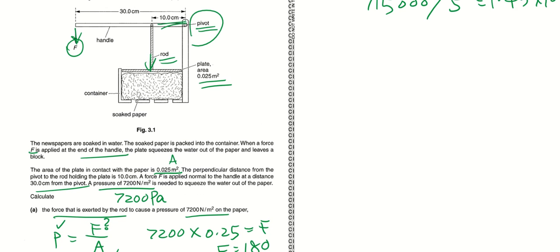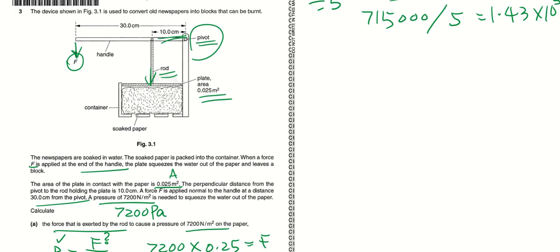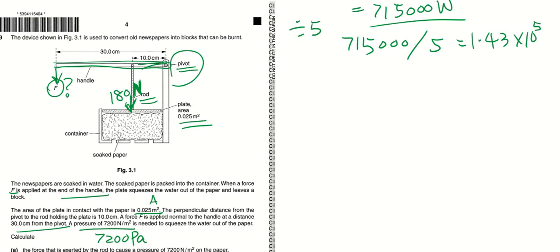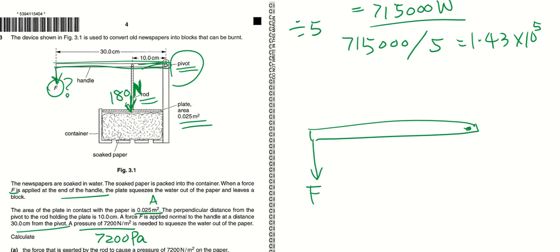Okay, so now there are actually two forces. This force F is unknown. There's this force of 180 newtons. Okay, so this may sound a little bit complicated because this is the 180 newton that's pressed downwards to compress the newspaper, right? But if you're talking about this handle, what are the forces acting on the handle? I'm going to draw it over here. So this is the pivot. Okay, I apply a force here. So this is a force exerted on this handle.